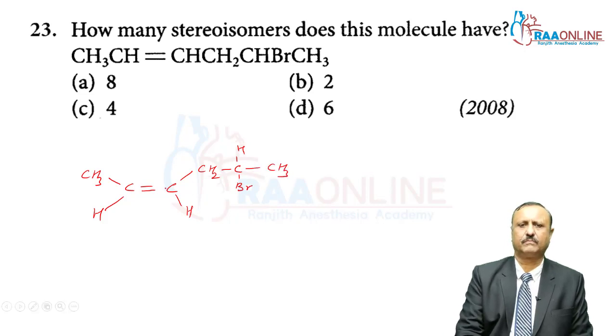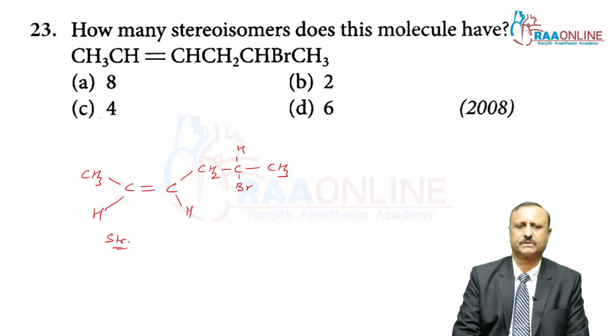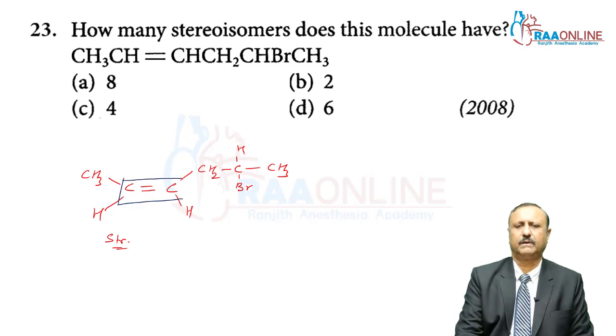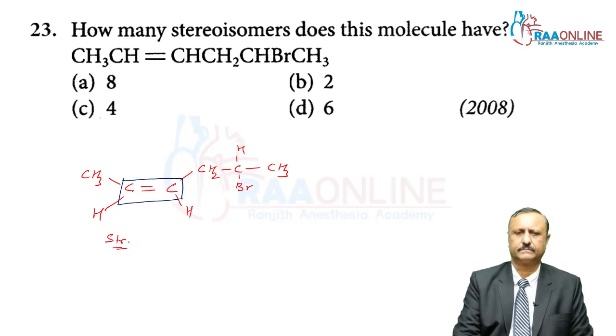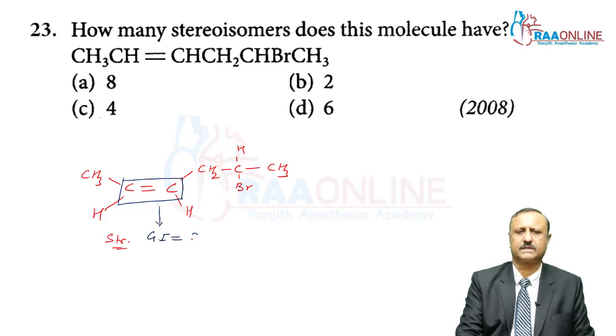Now this is the structural formula of our compound. My dear students, this structural formula shows two pieces of information. Number one information is that a double bond is present between carbon and carbon atom. So it gives geometrical isomerism, and you can get two geometrical isomers. One is cis and another is trans.